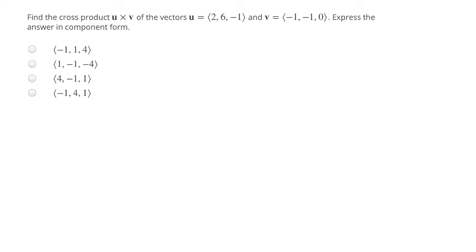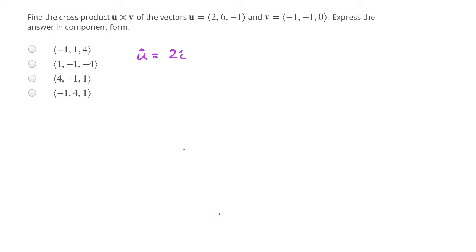So what we're asked to do in this particular problem is really just compute the cross product of two vectors. And how we can do that, we can actually do it in a couple of different ways. One way using the definition, and the other way using the algebraic properties that we talked about in the previous video.